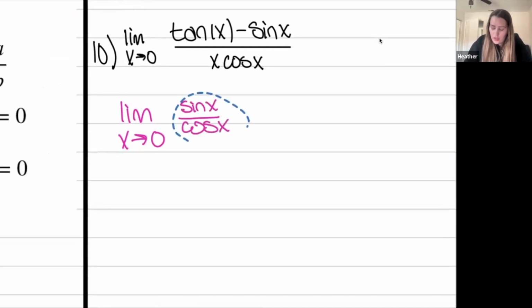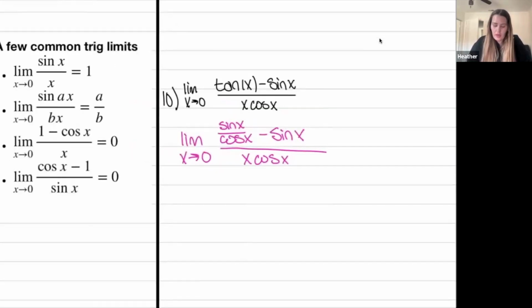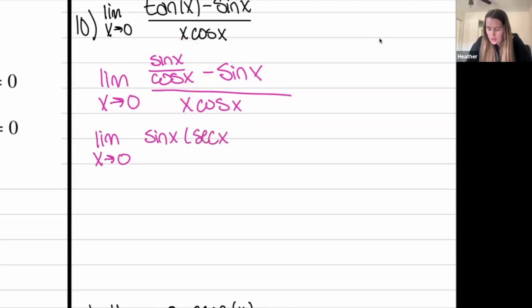Let's move them up a little bit. Room is always a finite resource. And then minus sine x over x cosine x. Once again, I'm trying to make it look like one of these. So here on the top, I can factor out a sine x. If I pull out sine x, I'm left with 1 over cosine, which is just secant. So I have sine x times secant x minus 1. Have not done anything to the bottom yet, no big deal.